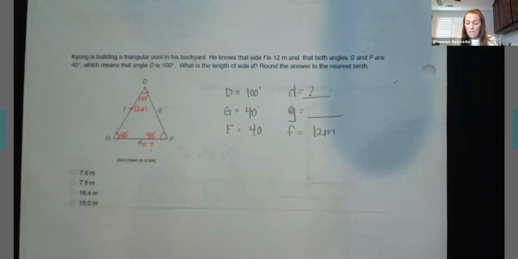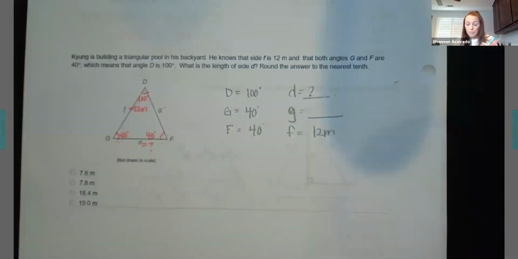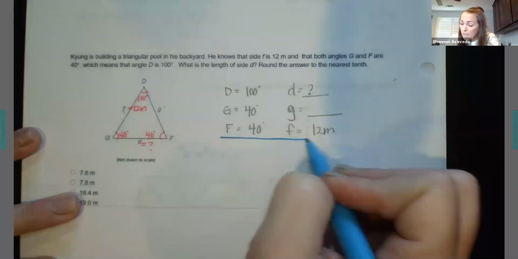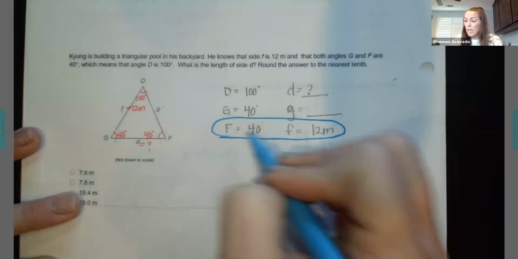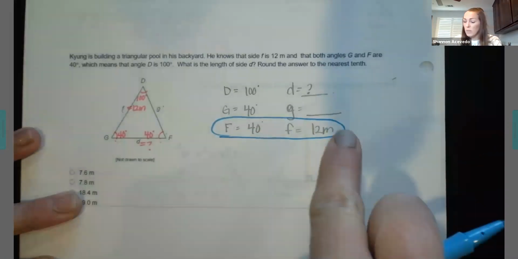We're asking for D. I can't use Pythagorean theorem. Even if I knew that this was 12, I couldn't use Pythagorean theorem because it's not a right triangle. I could use law of sines or law of cosines. I would have to figure out which one I could use. But I look here and I go, okay, I have what I call a full set. Angle, corresponding side. I know my angle, corresponding side.